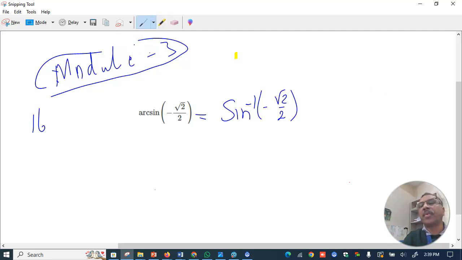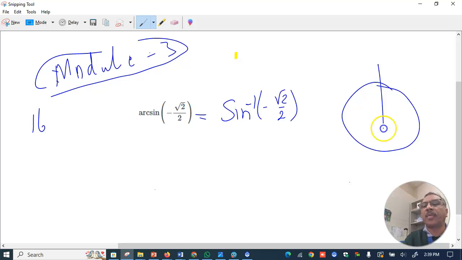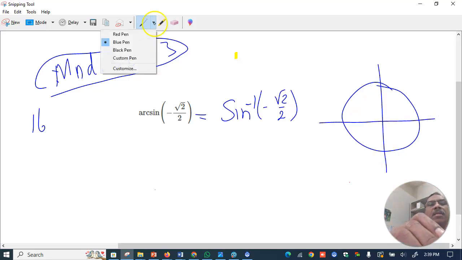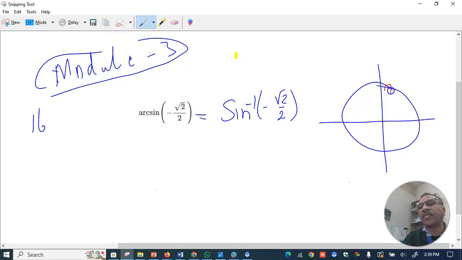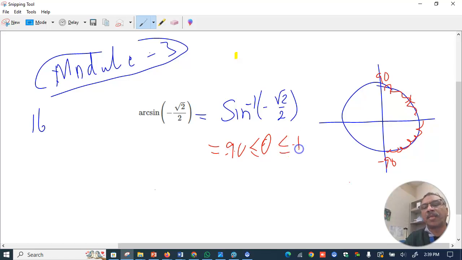And for this, we have to know the unit circle. If you remember the unit circle, the arc that we are going to use for sine inverse is this arc. That means from minus 90 all the way to plus 90. So whatever angle theta we write has to be between minus 90 and plus 90. So your answer has to be between these.